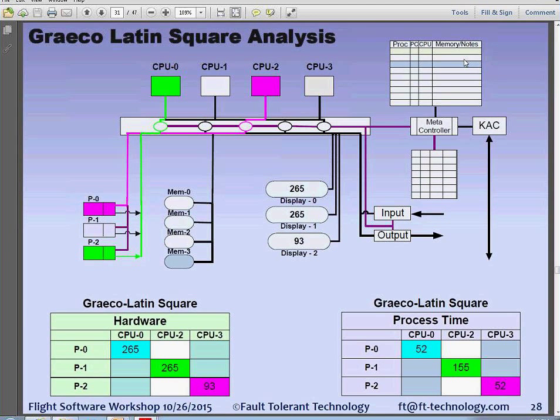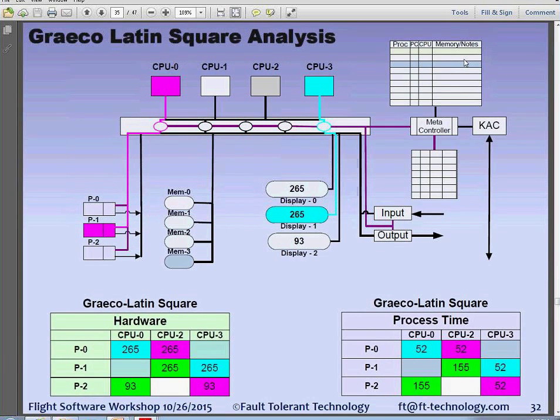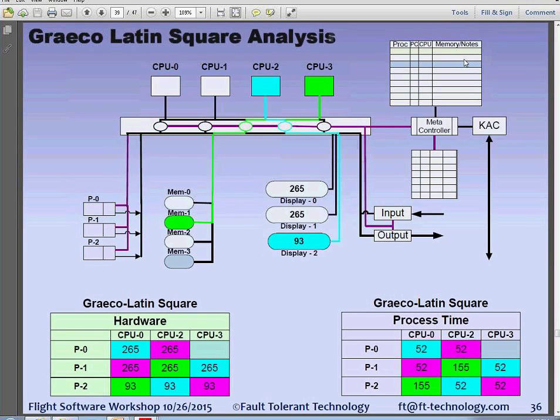So we assign the green process to CPU 0, P2. The pink process goes to CPU 2, P0. And the blue process this time is on CPU 3, P1. And we fill that out. So we start to see a pattern here, but we can't be sure exactly what's happened until we complete the square, which we do, and it is done.